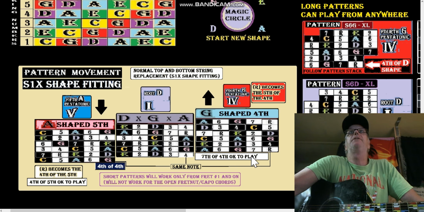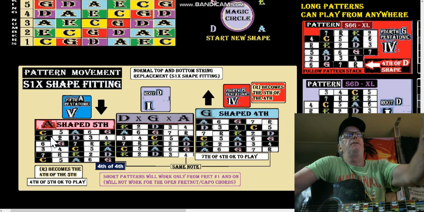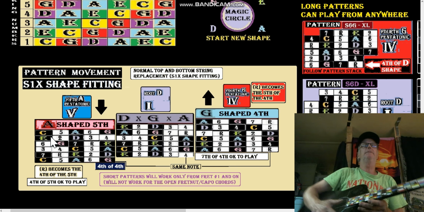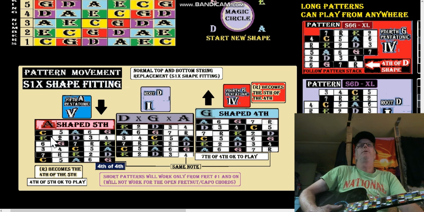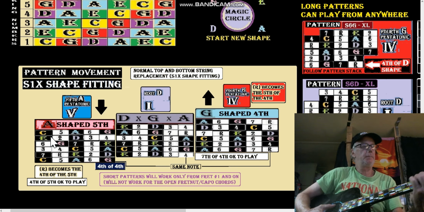It's okay to play the seventh of this G shape. It's okay to play the fourth of the A shape, because the fourth of the fifth is suspending the fifth, and the seventh of the fourth is just a major fourth. So it's almost like a minor there. That's what's going on there. If you know your patterns, you could just play the pattern.